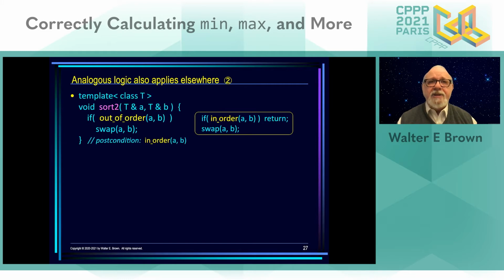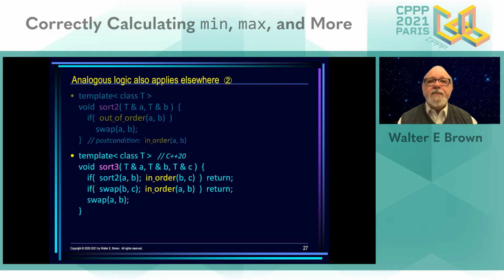Now, what happens if instead of sorting 2 items, we want to sort 3 items? So here's a sort 3 algorithm. It may look a little unusual to you if you're not familiar with C++20. I'll walk you through it briefly.